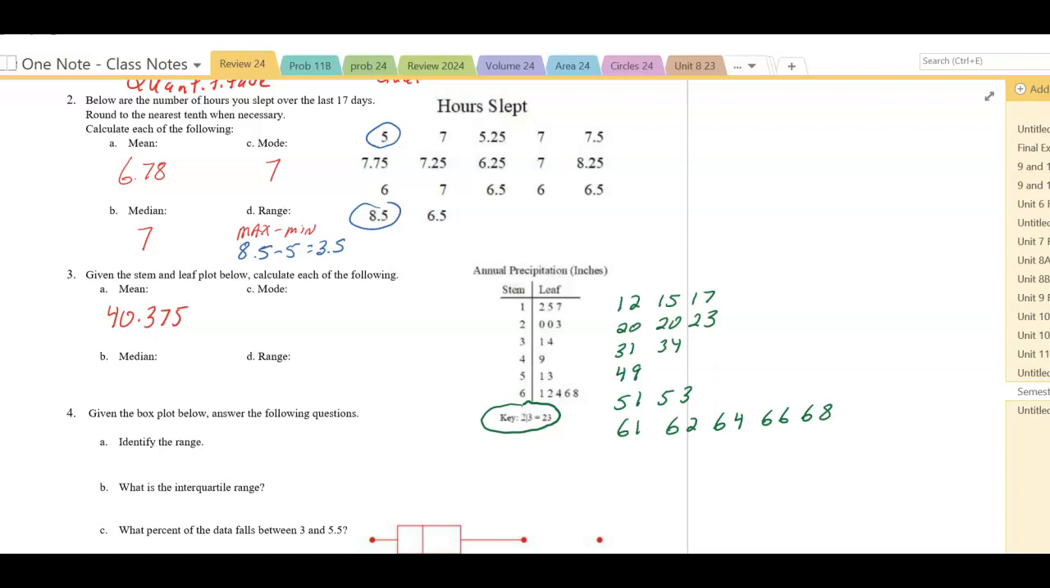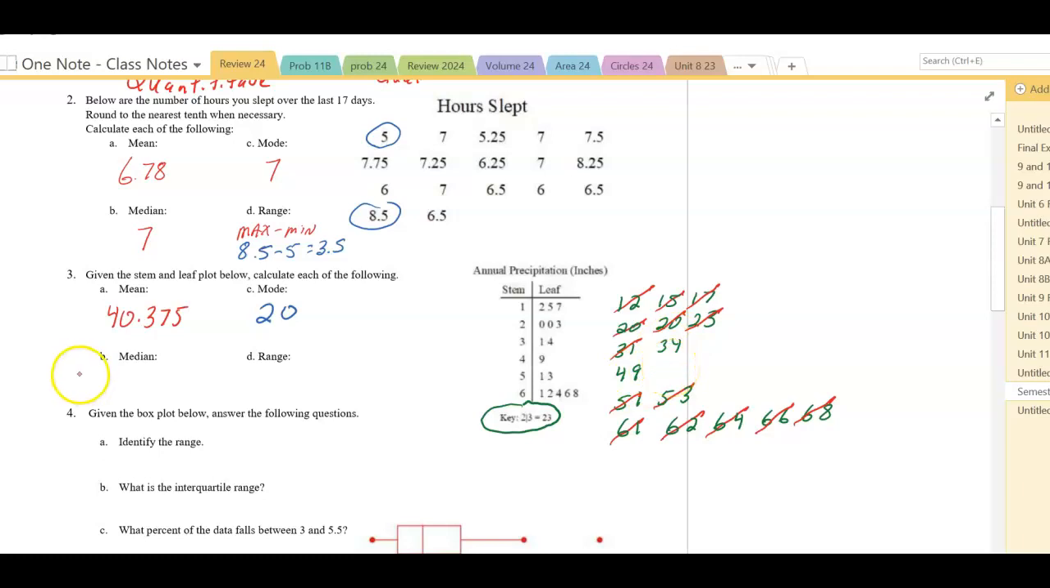The mode is the number that occurs the most. So looking through this data, it looks like there are 2 20s. The median, you could again use the calculator to find the median. Some people like to just kind of cross off and move towards the center. So I cross off 12 and 68, 15 and 66, 17 and 64, 20 and 62, 20 and 61, 23 and 53, 31 and 51, and then we have 34 and 49.